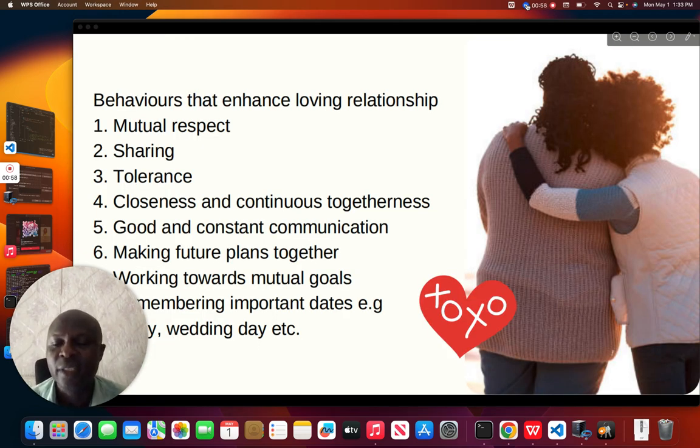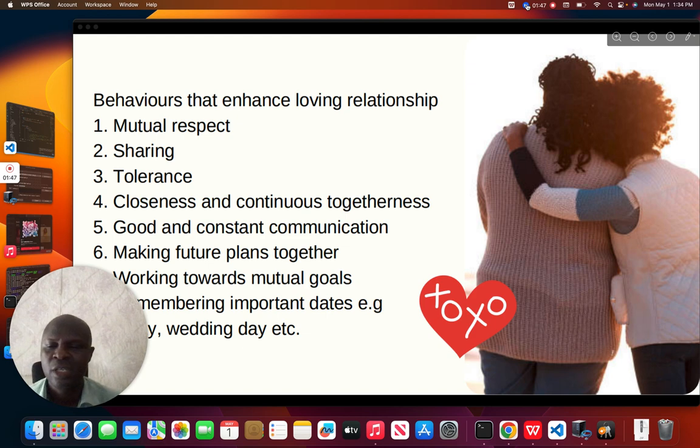Good afternoon once again. The other objective mentioned earlier was for the first series of love for JSS 3. Now, this second series, what students should be expecting as the objective is that they should be able to explain behaviors that enhance loving relationship, as well they should be able to mention the qualities of love. Now, when we talk about love, there are some behaviors that enhance loving relationship.